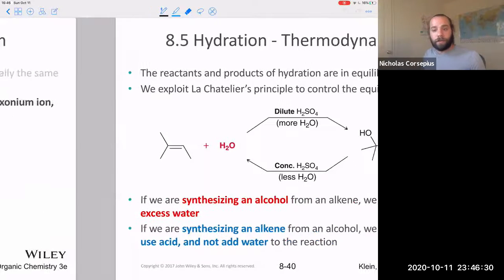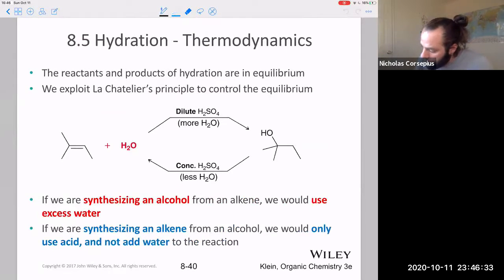In terms of reaction conditions, if we want this to proceed towards that alcohol product, towards that addition product, we're going to want to use dilute sulfuric acid. And that's because by using dilute sulfuric acid, it would have a higher concentration of water in there, right? So since water is one of our reactants, increasing the concentration of water just by Le Chatelier's principle will push the reaction towards that product side.